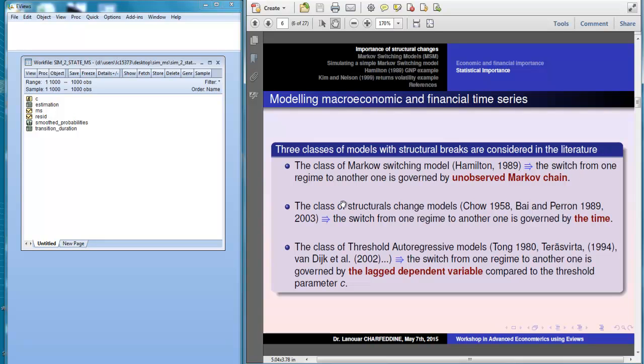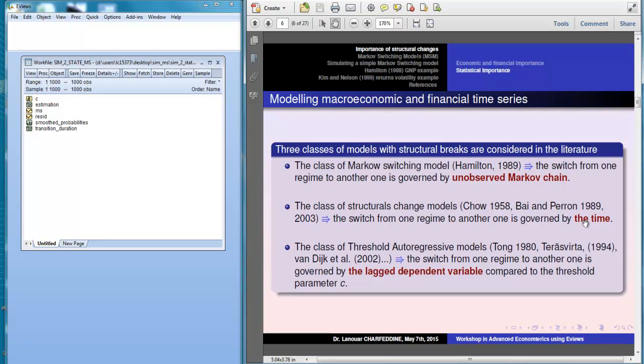The second class, which I will present in another video, concerns the class of structural change models by Bai and Perron 1998 and 2003. Here the switch from one regime to another one is governed by time. In the first one, it is governed by an unobserved first order Markov chain. Here it is governed by time.